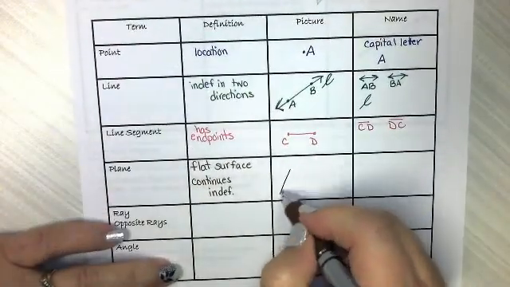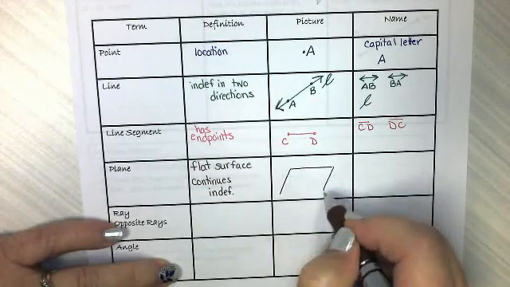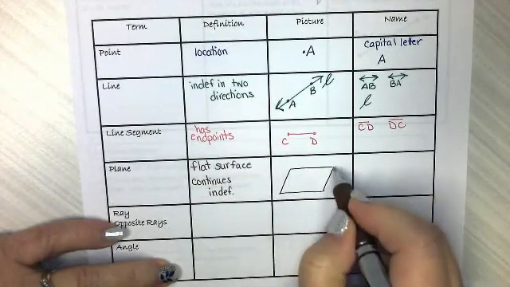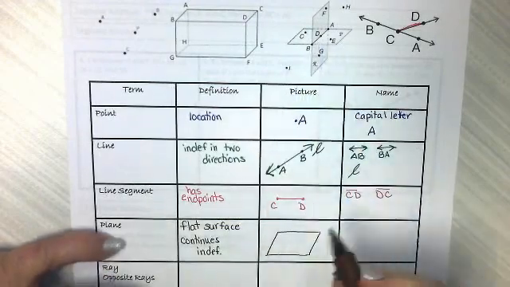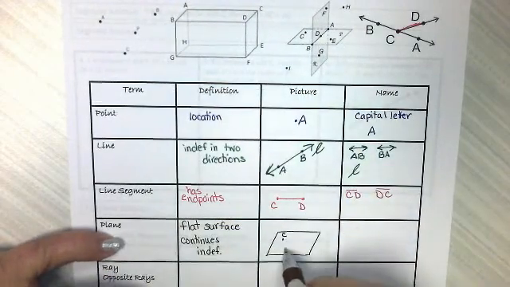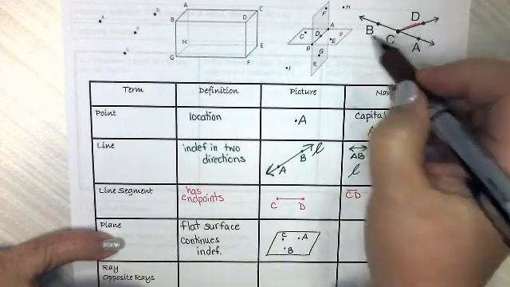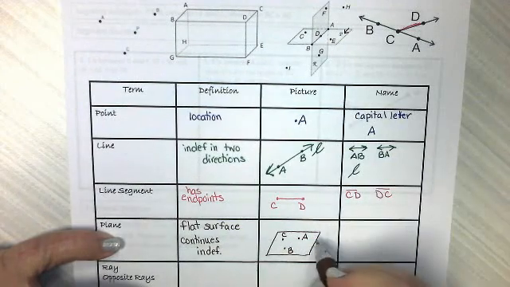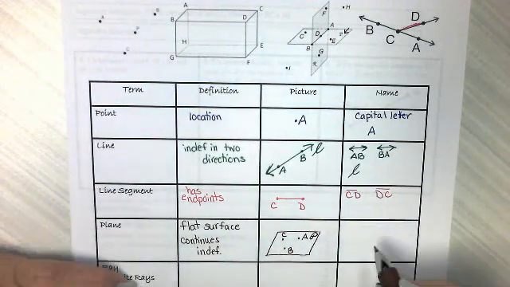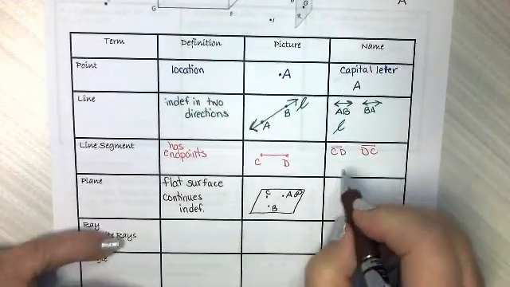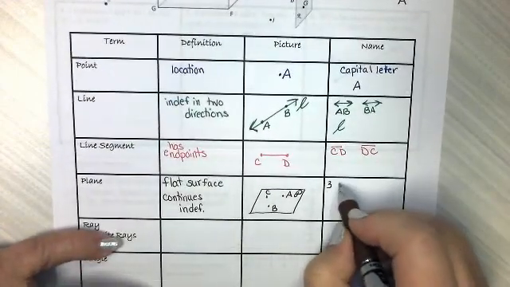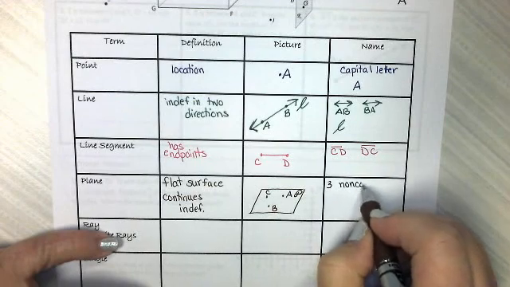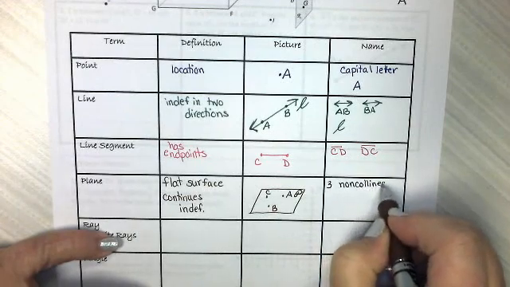So in a picture, I might draw something that looks like this. And I'll label it similar to what we have up here. I have a C, a B, A, and notice there's a capital kind of italics cursive letter in the corner. That's going to be useful. The way we name a plane is by using 3 non-collinear points.